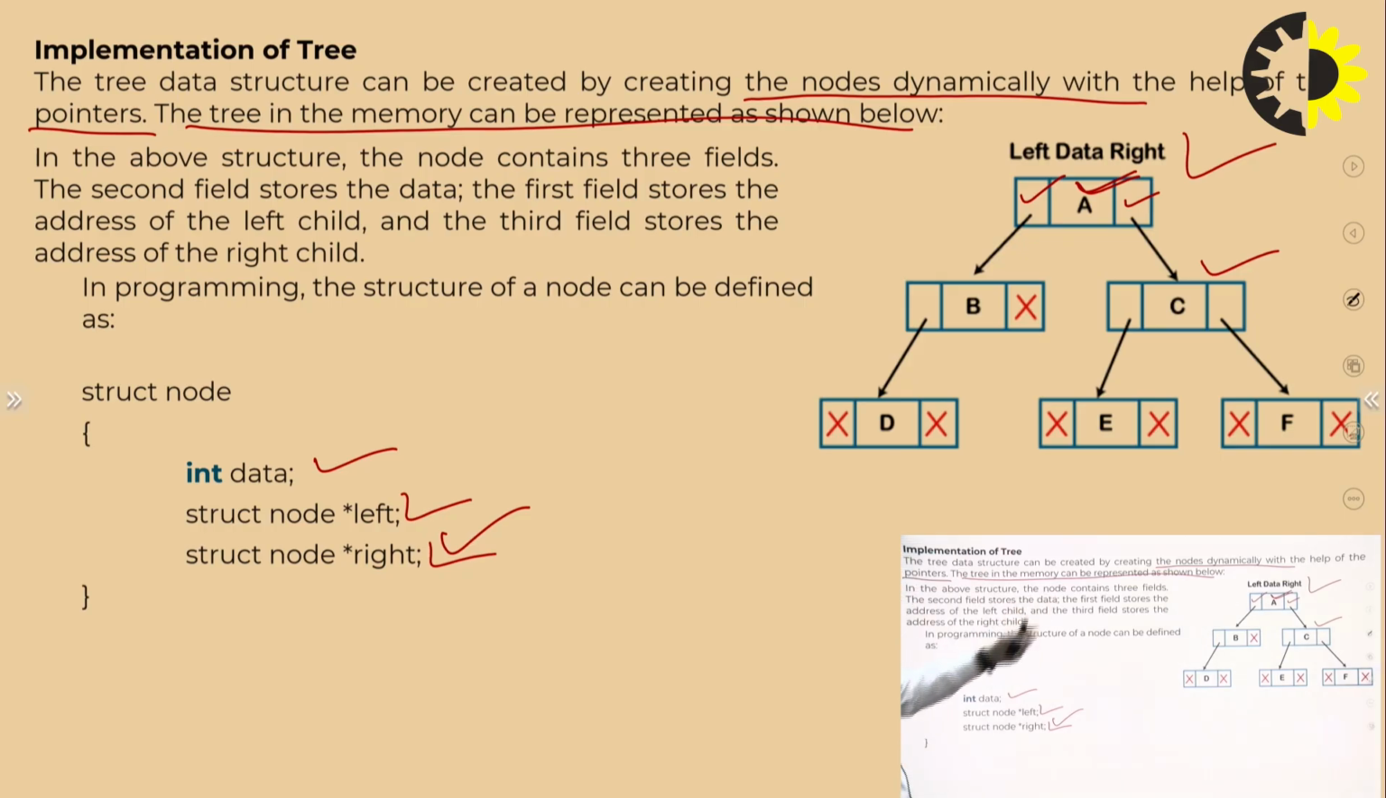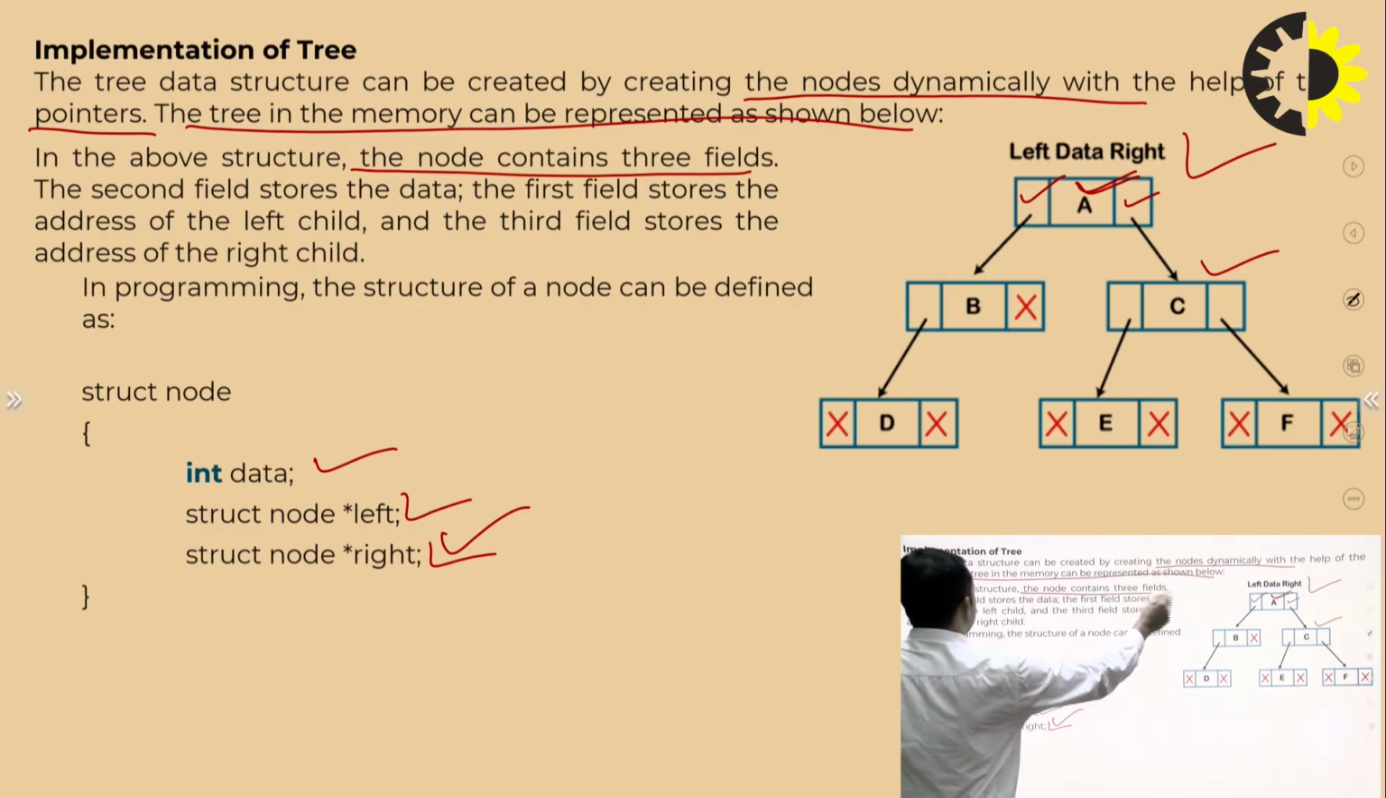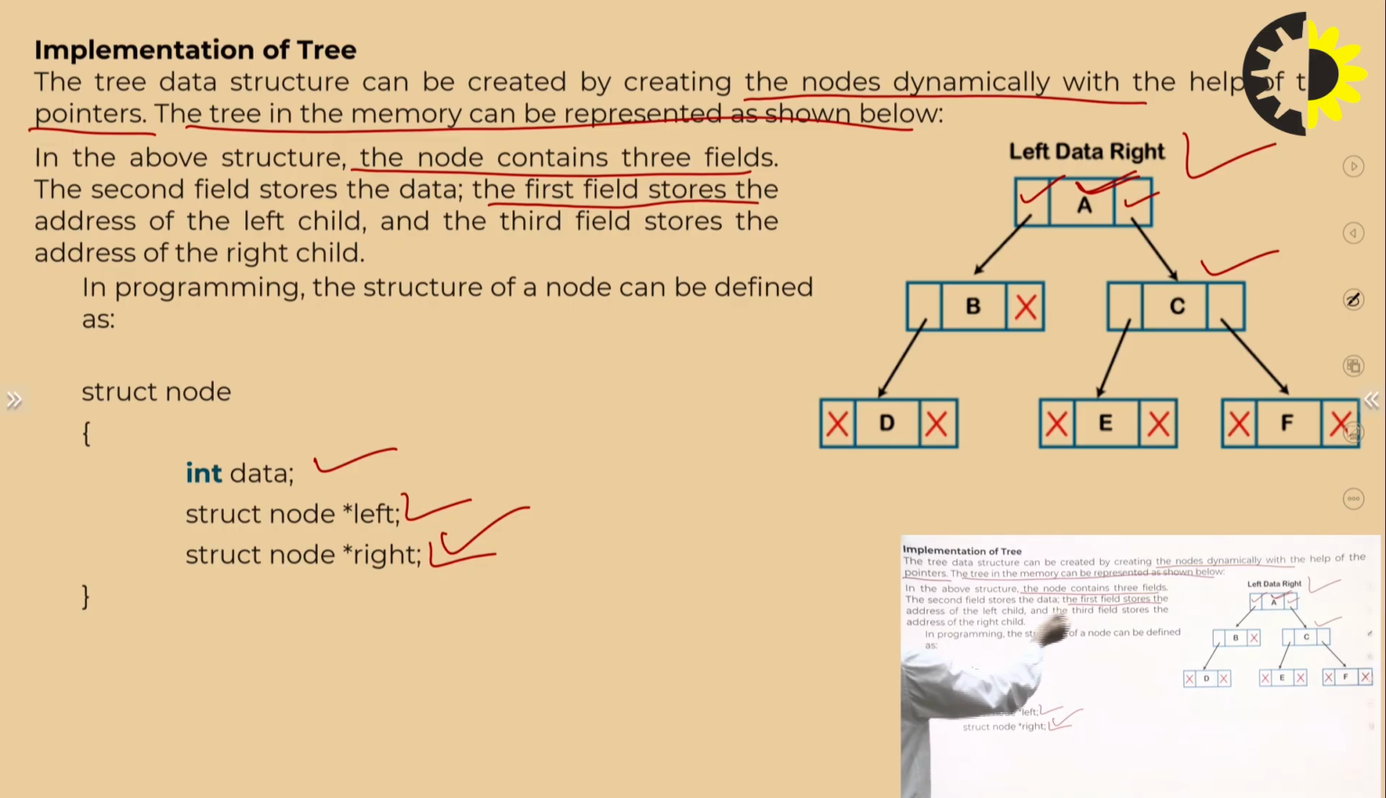So in the above structure, the node contains three fields. The second field stores the data. The first field stores the address of the left child, and the third field stores the address of the right child. This is the simple architecture of the implementation of a tree.